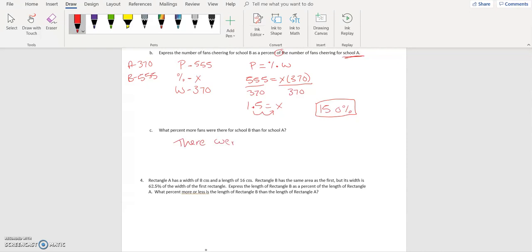There were 50% more fans cheering for school B than school A. Okay.